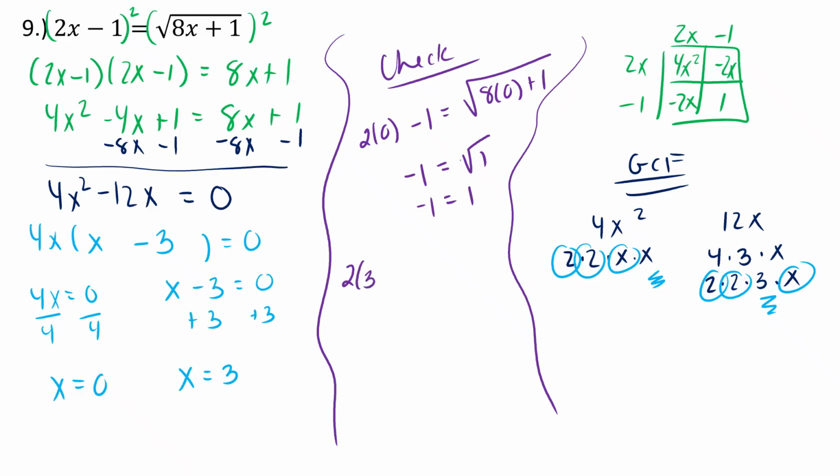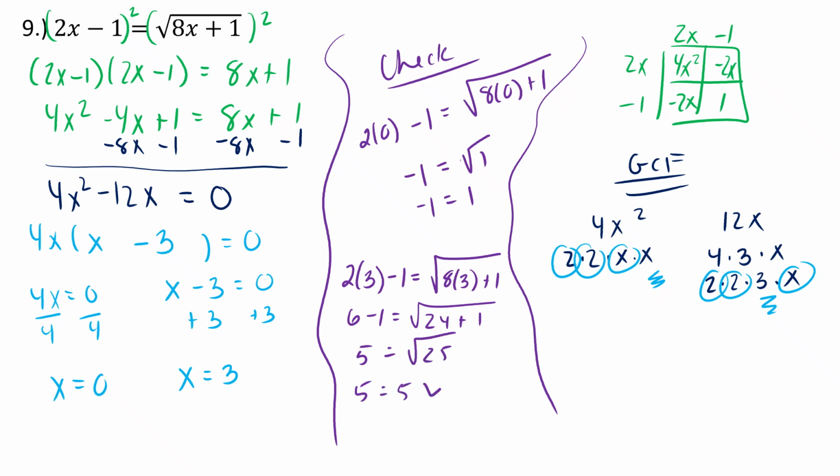Let's go ahead and check the other one. So if we have 2 times 3 minus 1, and we want to know if that's equal to the square root of 8 times 3 plus 1. So this is 6 minus 1, and this would be 24 plus 1. 6 minus 1 is 5, 24 plus 1 is 25, and the square root of 25 is 5. And so what we do is we cross that out and we say only x equals 3 is the solution. So that was not supposed to happen.